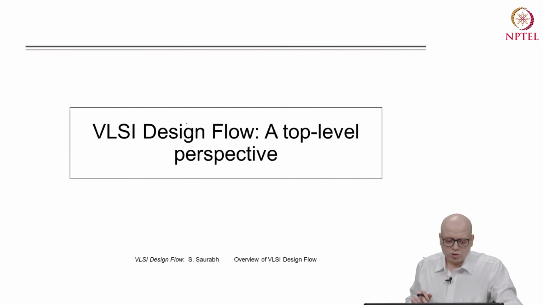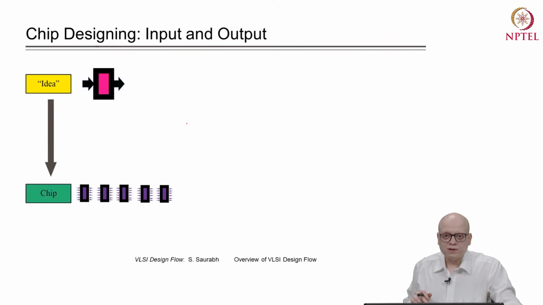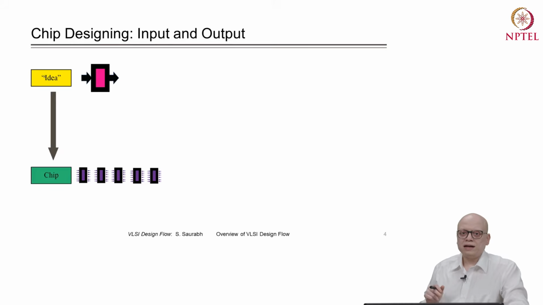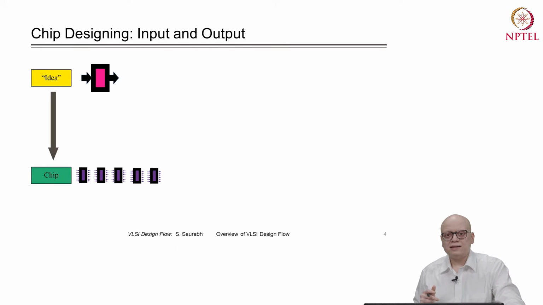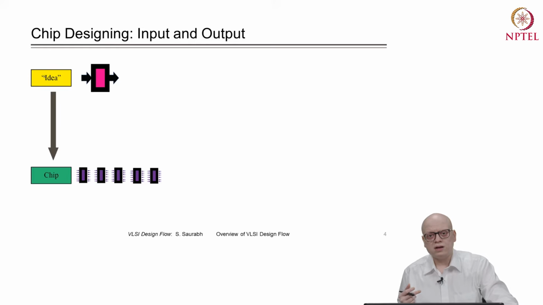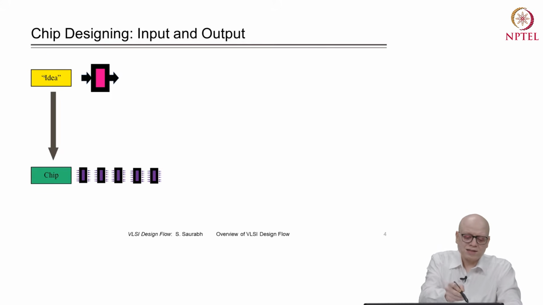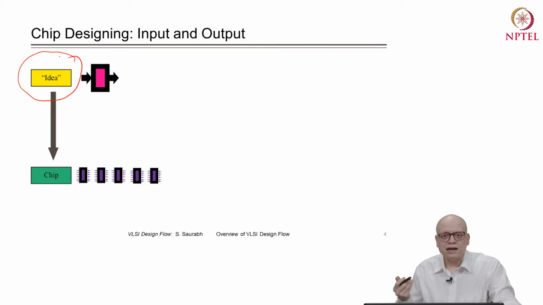Let us first look into the top level problem that we are trying to solve in VLSI design flow. The top level problem is that we have got some idea of implementing a system, and that system is doing some useful work. For example, it is doing some processing, or it is doing some computation, or it may be say controlling a robot or doing some useful work for us. So that is the starting point of chip design, or that is the idea we are having.